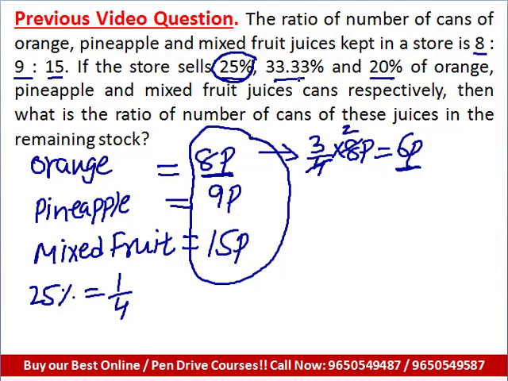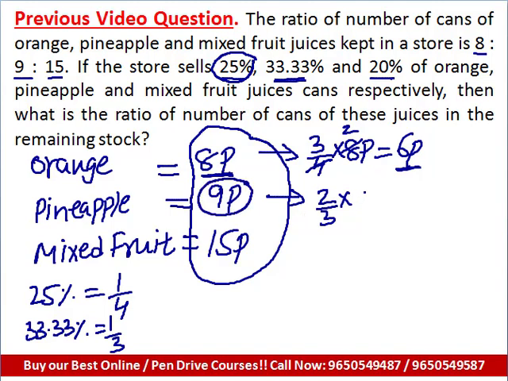Now let's look at the second figure, 33.33%. So 33.33% is nothing but 1 by 3. So 1/3 is consumed. That means what is left? From pineapple, if 1/3 gets consumed, 2/3 is left. 2/3 of 9 parts is left. So what will it turn out to be? 3 3s are 9, 2 3s are 6. So even pineapple cans left is nothing but 6 parts.